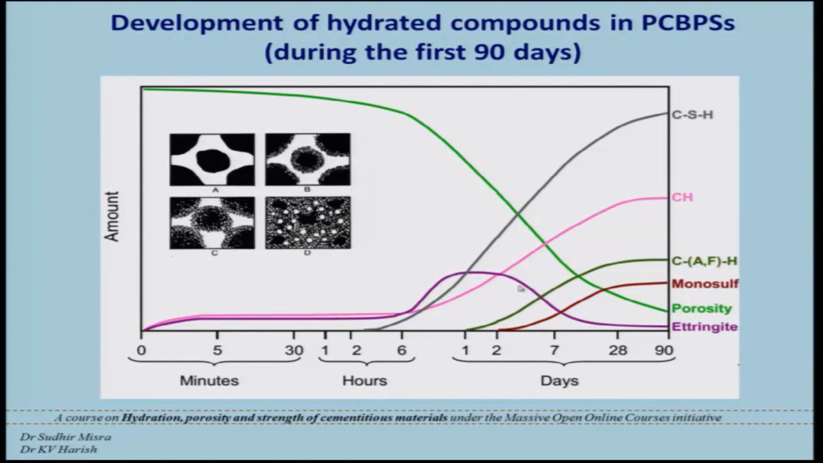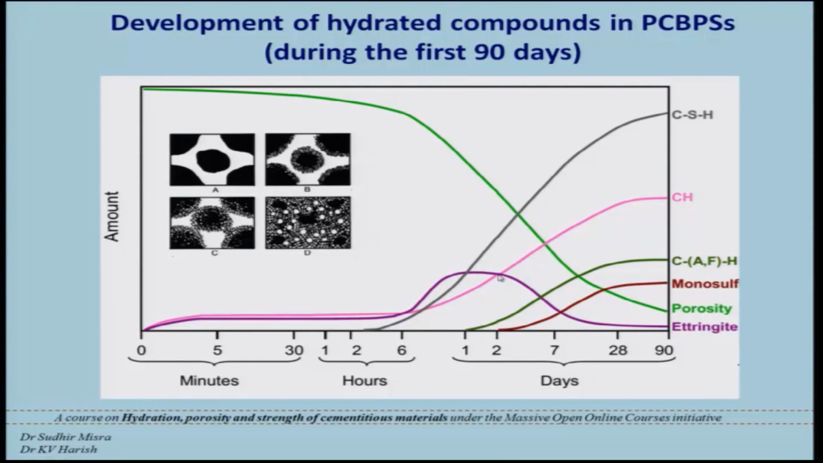So, basically the ettringite that is formed from the initial hydration may react with tricalcium aluminate and form monosulfoaluminate. So, the monosulfoaluminate curve starts from 2 days, slowly it picks up, and at 90 days you will have quite a substantial amount of monosulfoaluminates. Likewise the ettringite reduces, but remember that in many Portland cement based systems this may not happen.